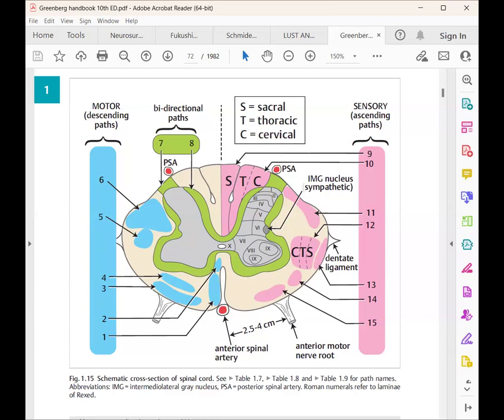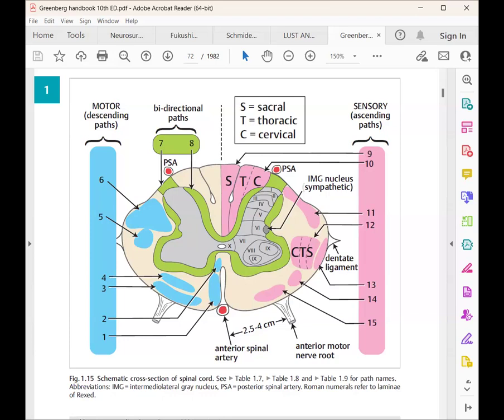Now it depends whether these fibers are coming below T6 or above T6. If it is below T6, they will form the fasciculus gracilis. If it is above T6, they will form the fasciculus cuneatus. So it depends upon that which tract they will enter at the level of T6.